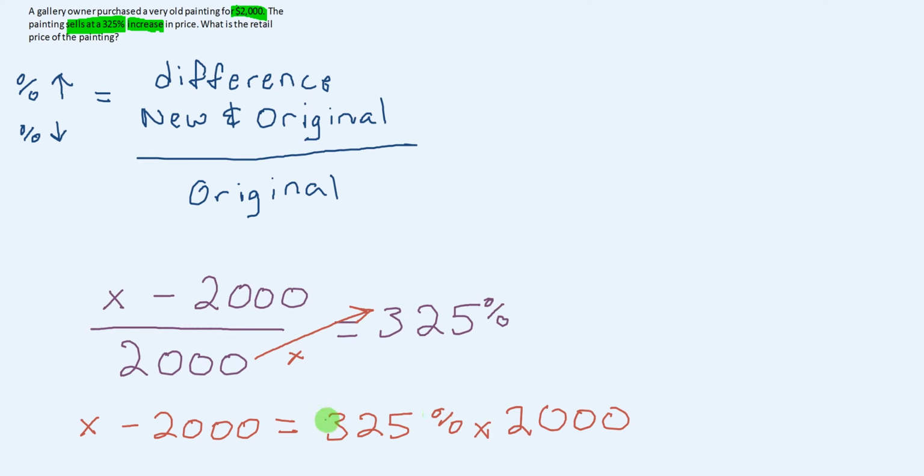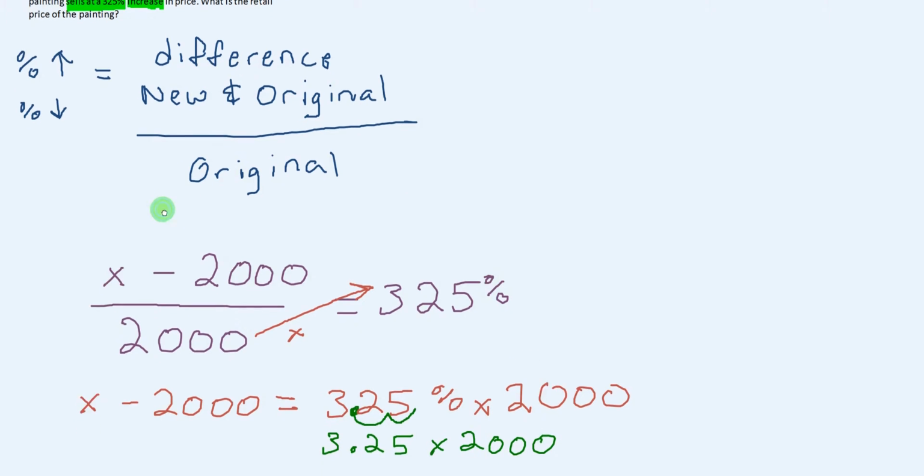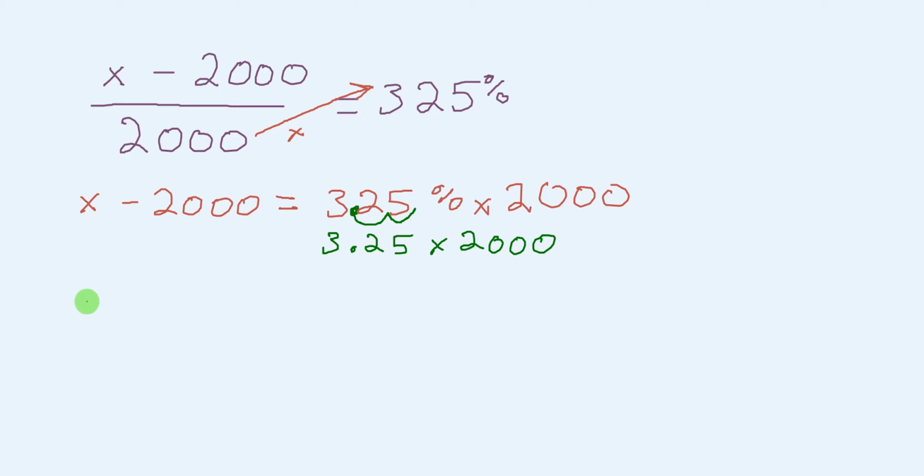Okay, to make the next change and find out what 325% times 2,000 is, let's convert 325% to a number. I'm going to move the decimal 2 places in, so my new value is 3.25 times 2,000. I'm going to get us some more room here. So now we have x minus 2,000 on this side is equal to, well, 3.25 times 2,000 is 6,500.